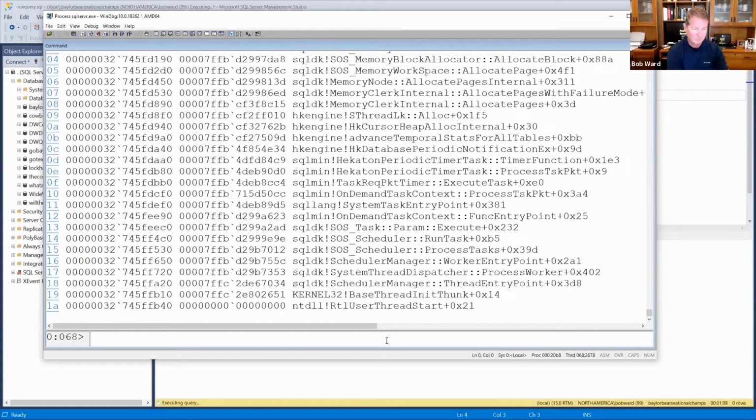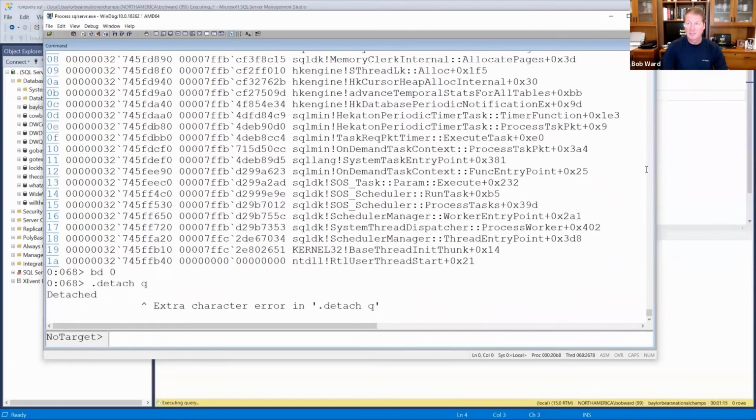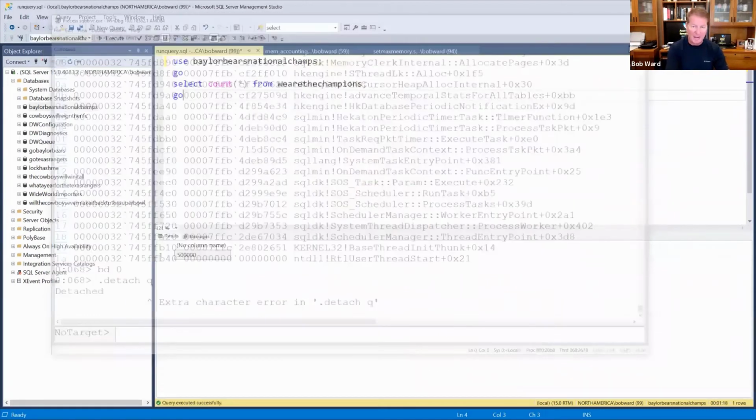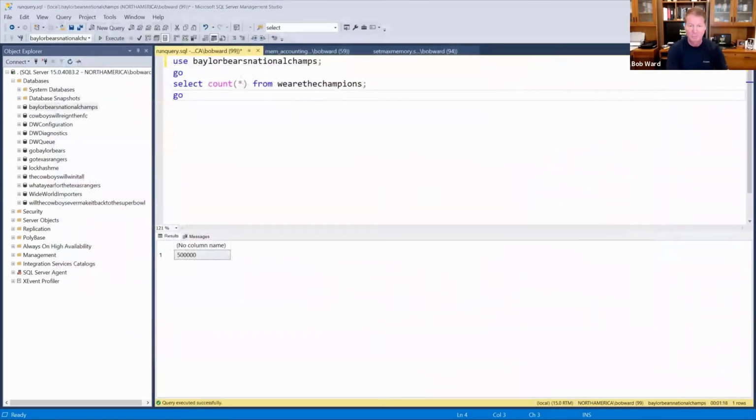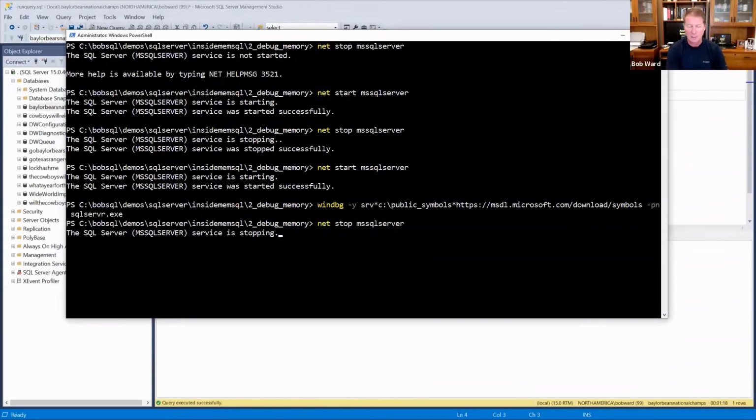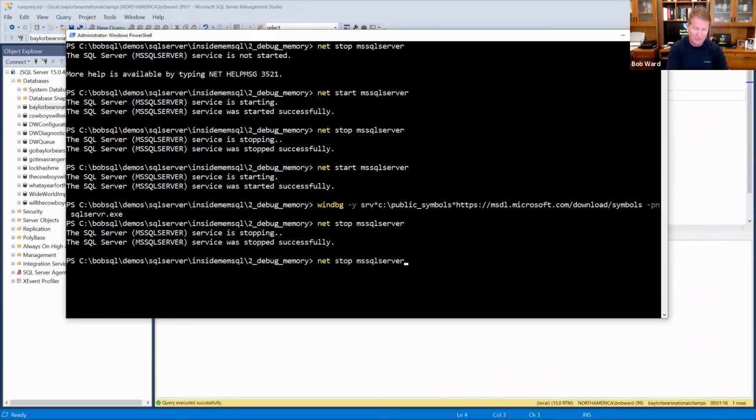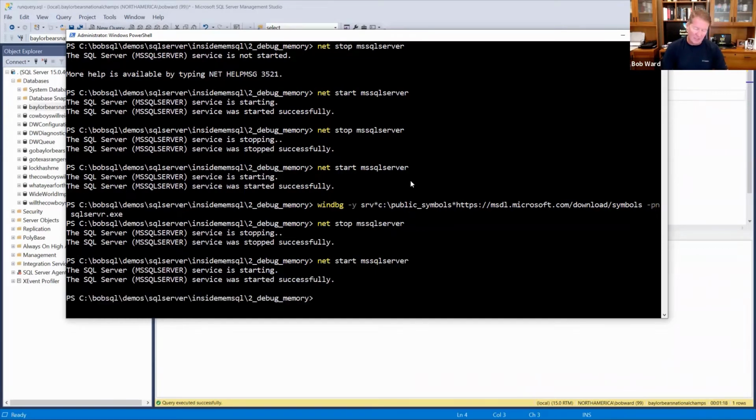I'm going to detach the debugger, and I'm going to restart the server again. I want to get back to the timing of this to show you the buffer pool, so you can see an example of a clerk allocating memory like the buffer pool. So I'm going to stop the SQL process and restart it again. Technically you can start up the SQL process with the debugger instead of attaching to it, but I'm not going to do that. So I'm going to let the server start up just for a second here.